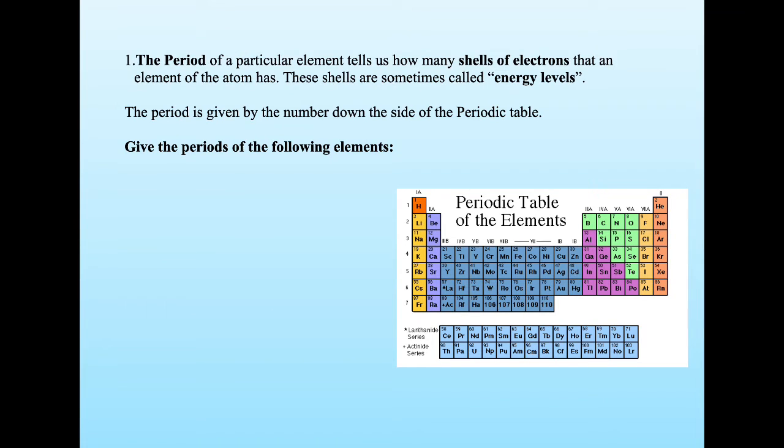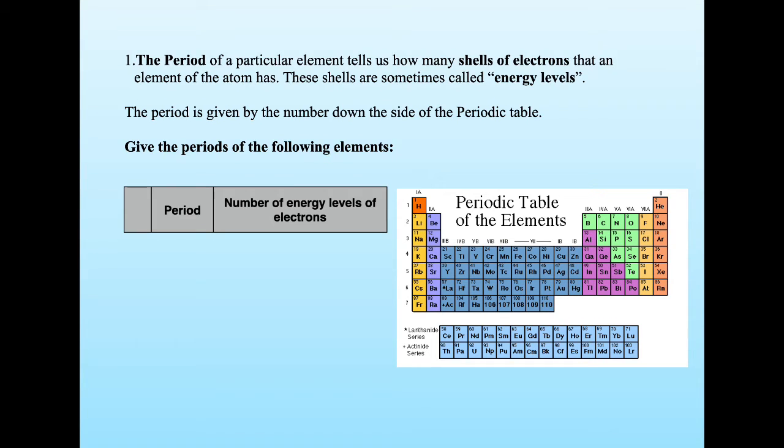The period tells us how many shells or energy levels of electrons that we have around the nucleus. So we look at the number down the side and it tells us immediately how many energy levels, how many electron shells each particular atom of the element has. So if I look at something like magnesium, it's in period 3, so it's got 3 shells. Hydrogen, period 1, it's got 1 shell. Okay, that's fairly straightforward. So I'll have a little bit of practice of that.